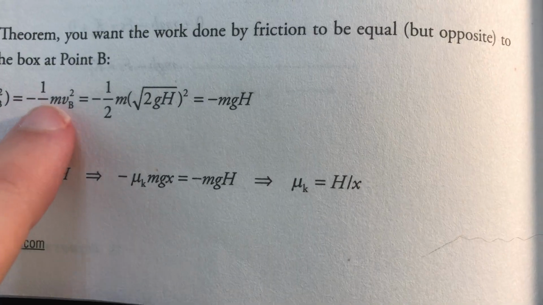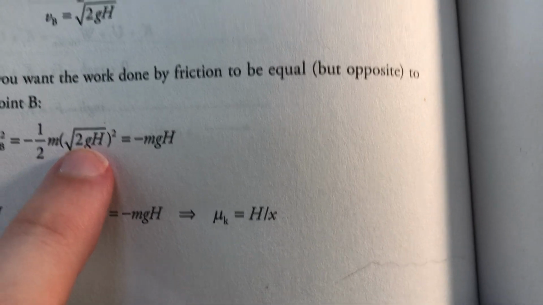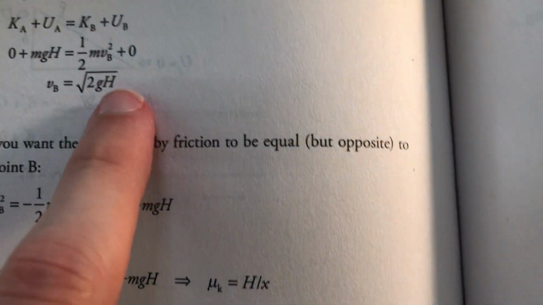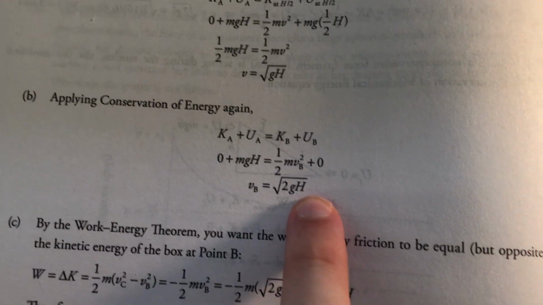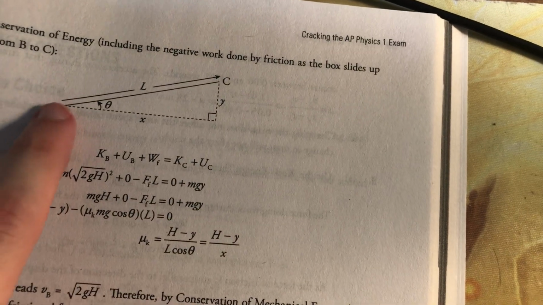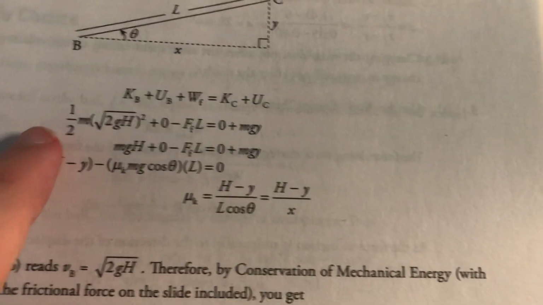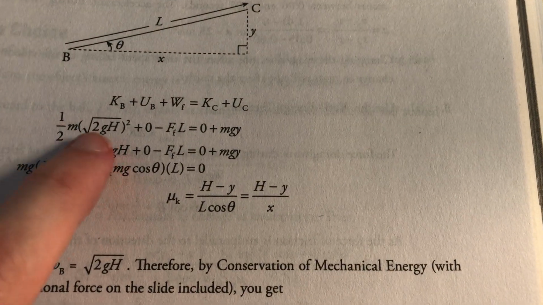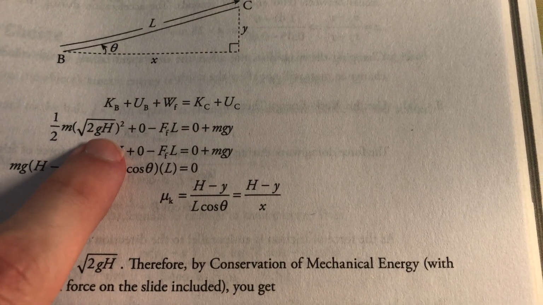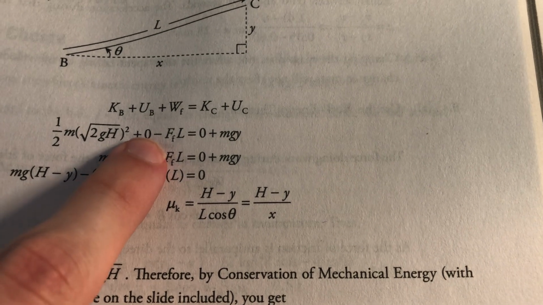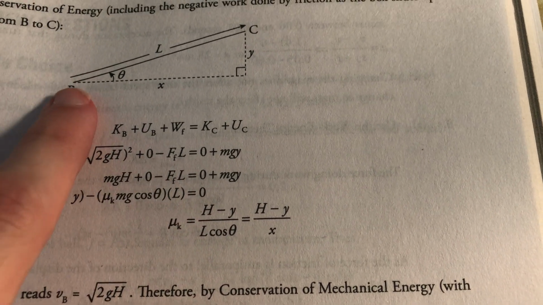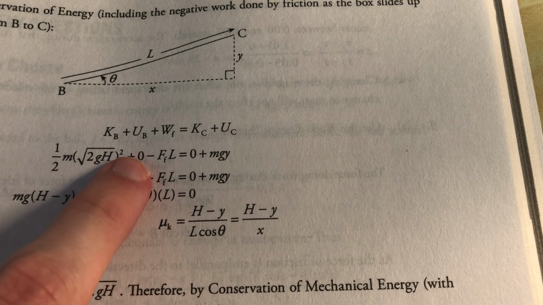That 1/2 m times VB squared, that's our answer for the velocity at point B, which we got from part B. So again, we have to go all the way back to part B and say our kinetic energy at point B is equal to 1/2 m times the velocity at B squared. There's no GPE at the beginning because point B is just on the ground, so our GPE is 0.